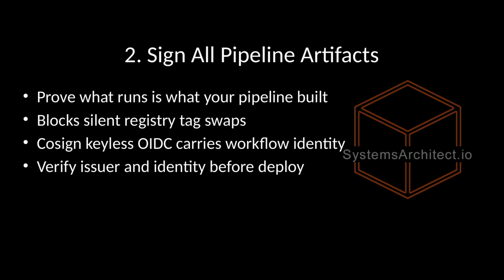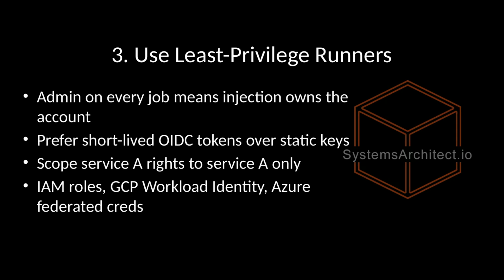Use cosign with keyless OIDC from GitHub Actions or GitLab so the signature carries workflow identity and commit SHA without a static key to steal. Verify before deploy against the expected issuer and identity regex so only your CI can mint trusted images. AWS Signer and Lambda code signing reject unsigned packages. Notary and Docker Content Trust cover registry side trust, with Azure ACR supporting Notary v2.